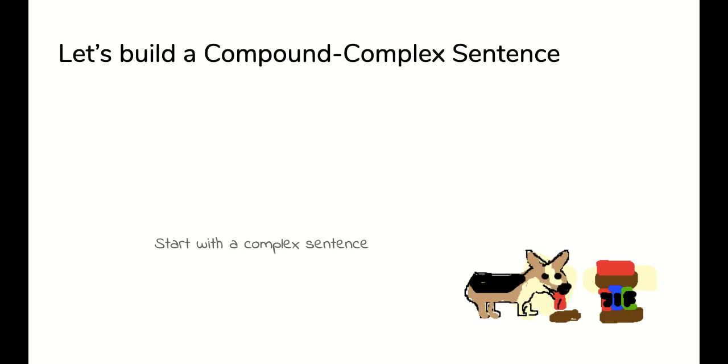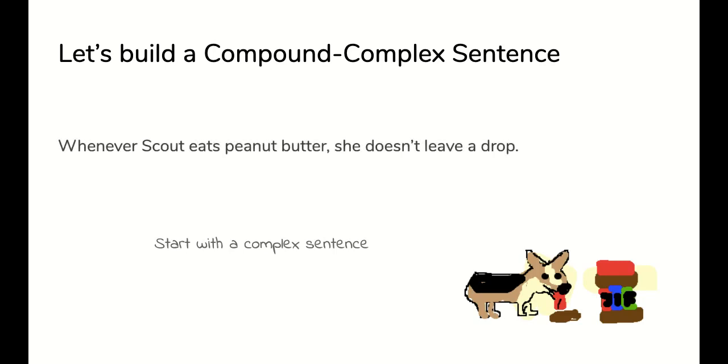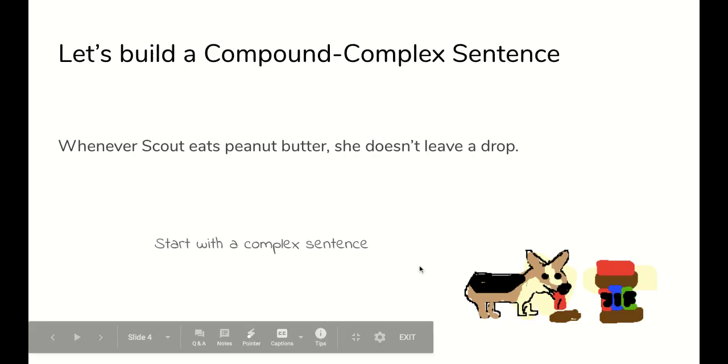We're going to start with our complex sentence. This is one we've seen before. Whenever Scout eats peanut butter, she doesn't leave a drop. So we know that's a complex sentence. It has a dependent clause, it has a conjunction starting it, and it has the independent clause holding it together and allowing it to be a sentence.